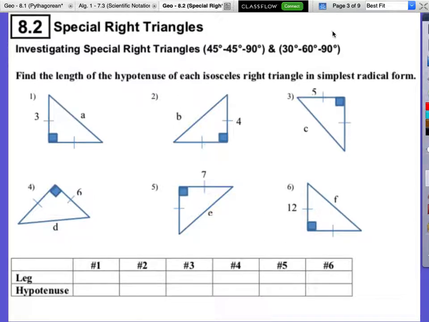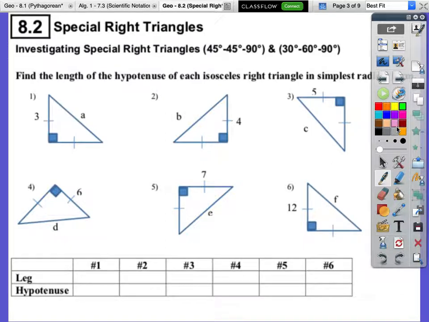Now, on this, if these two sides are what? Congruent. How do we know that? Because they have the line, okay? So that means it's an isosceles triangle. And what do we know about this angle and this angle? The angles opposite those congruent sides, they're going to be congruent, right?